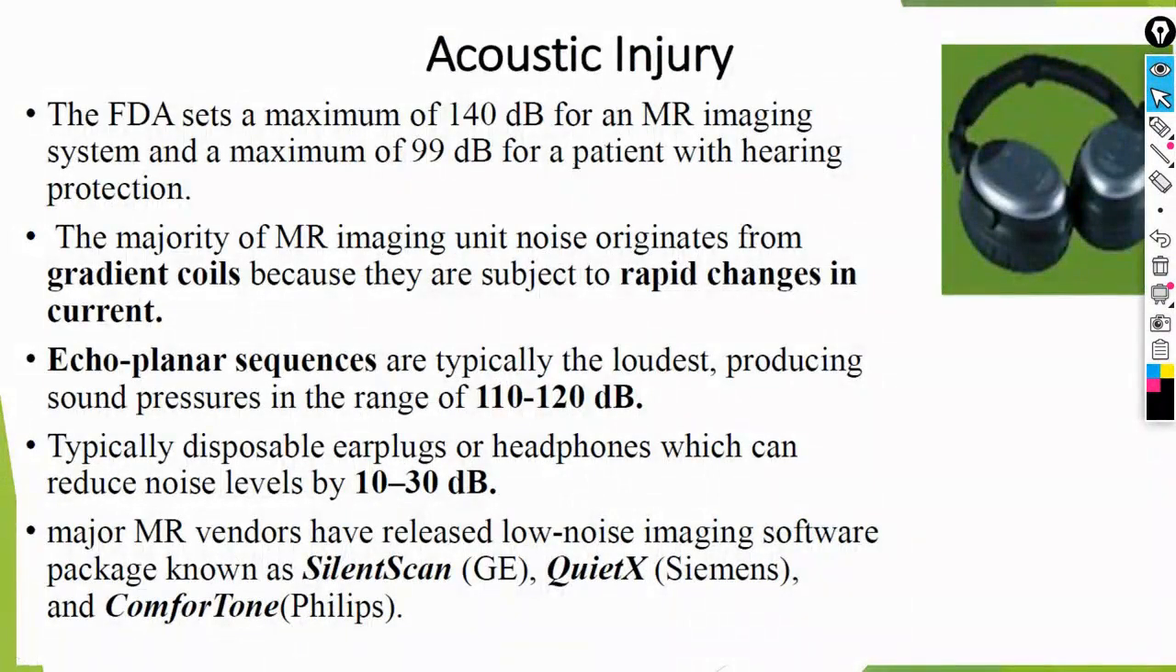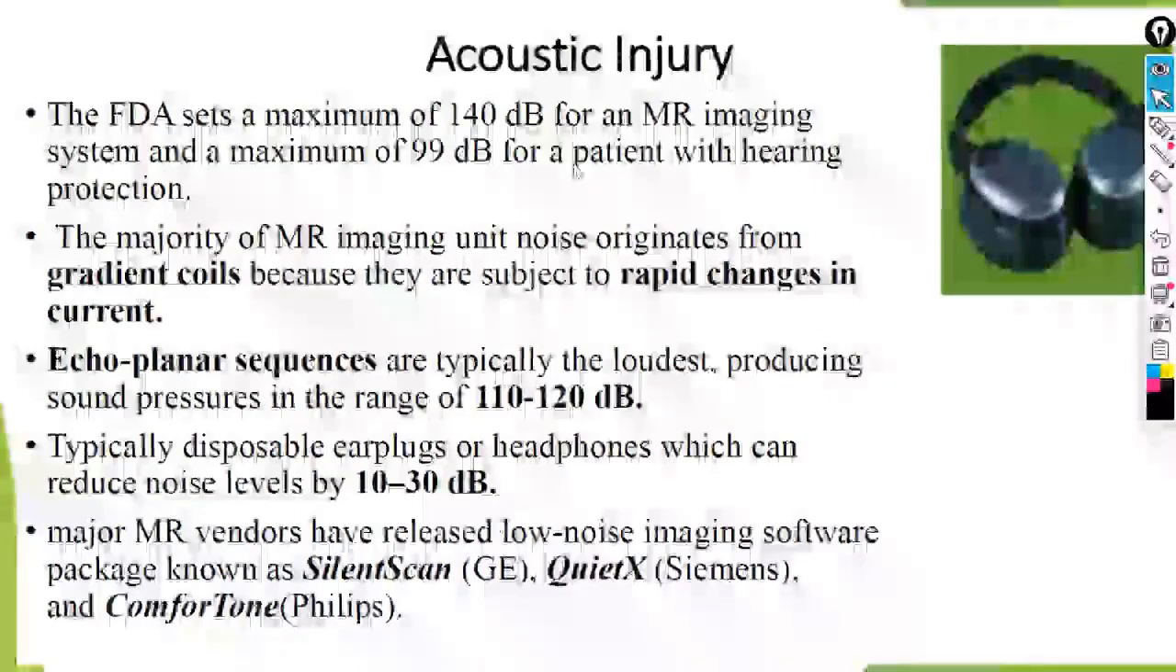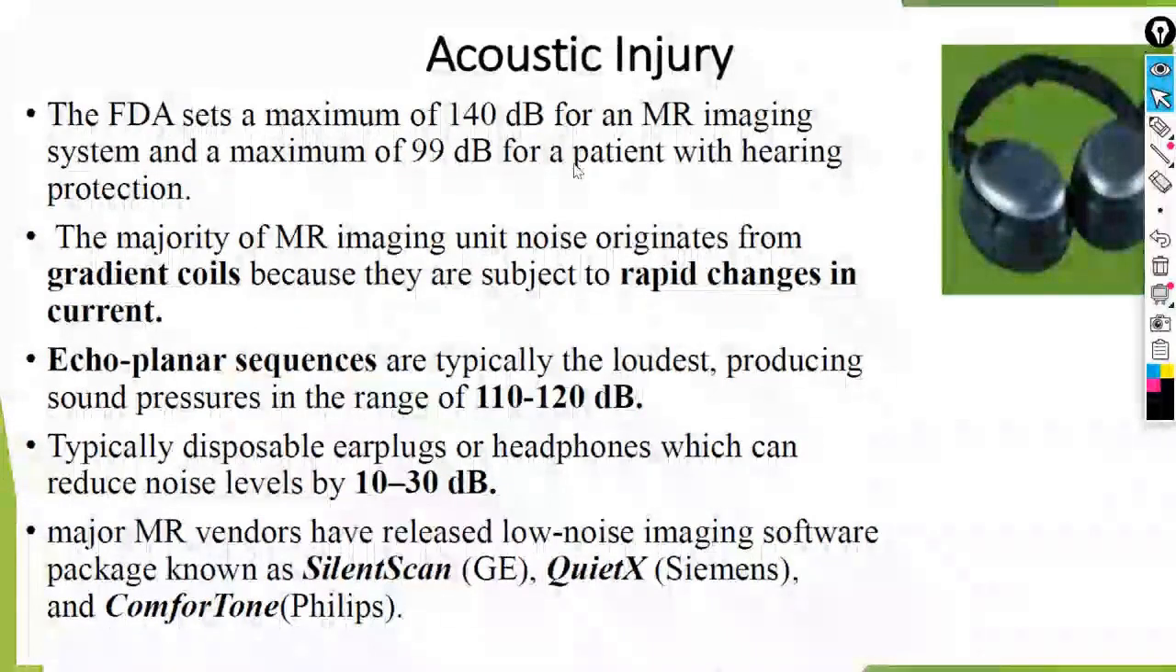This is why headsets are installed to prevent this noise from reaching the ear and causing problems or injury for the patient. There are some devices called low noise imaging software, such as Silent Scan from GE and Comfort Tune from Philips. These are some devices that reduce the sound produced during the MRI to the minimum possible level, thereby minimizing the impact on the patient's ears. However, its sound can be minimized, thus not affecting the ear.